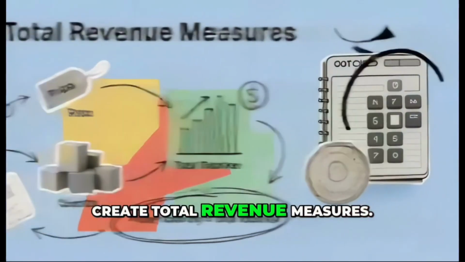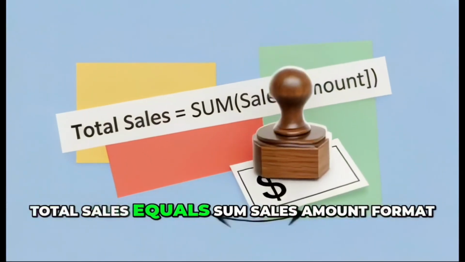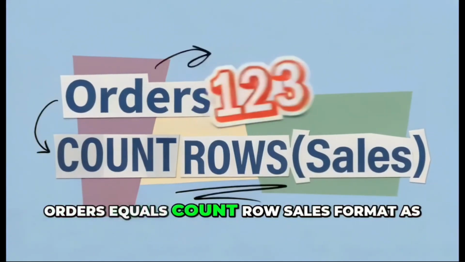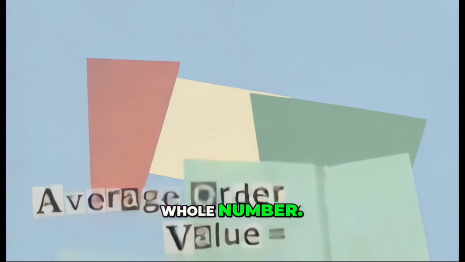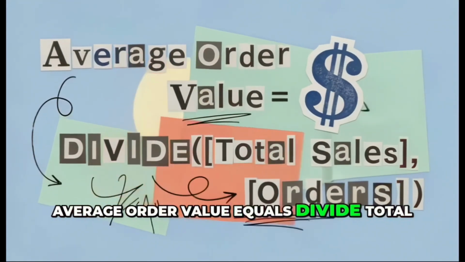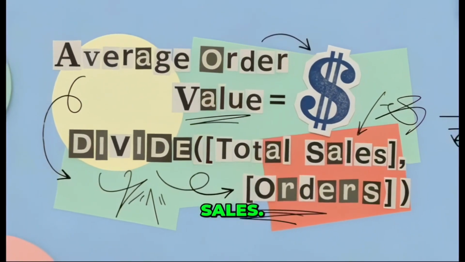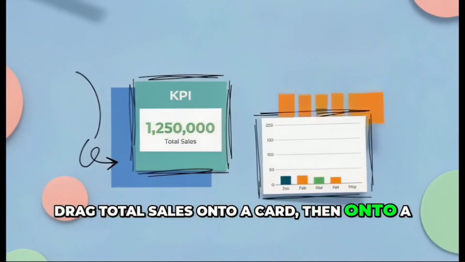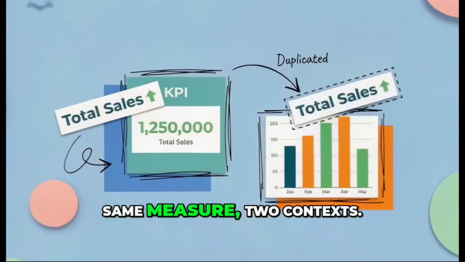Create total revenue measures. Total Sales equals SUM(Sales[Amount]), format as currency. Orders equals COUNTROWS(Sales), format as whole number. Average Order Value equals DIVIDE(Total Sales, Orders), format as currency. Drag Total Sales onto a card, then onto a column chart by month: same measure, two contexts.